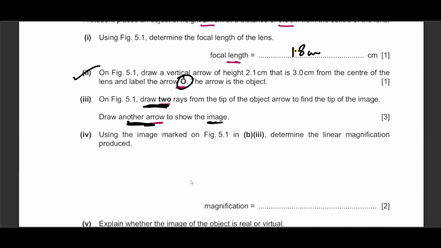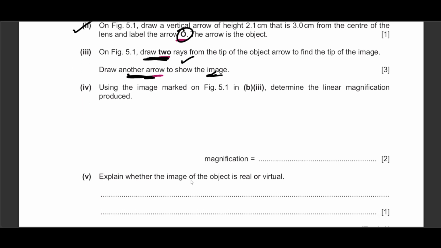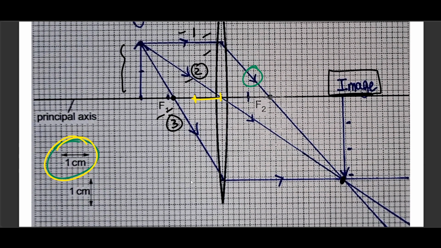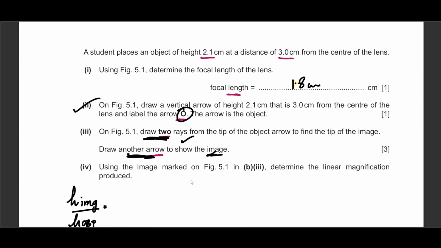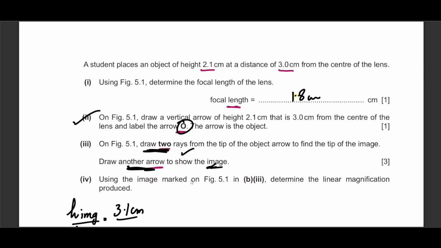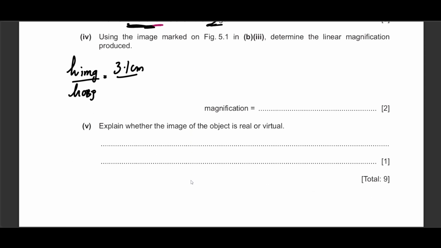And then he says draw two rays. I've shown how to do that. Then using marked, calculate the magnification. So the formula of magnification, again, some students ignore this, is height of the image divided by height of the object. So the image as I count from my diagram is this height. I've counted the boxes based on this scale, and it comes down to 3.1. So according to my image, this is 3.1 centimeters. The height of the object was given in the question as 2.1 centimeters. 3.1 divided by 2.1, for my case, comes out as 1.476, which becomes 1.5.